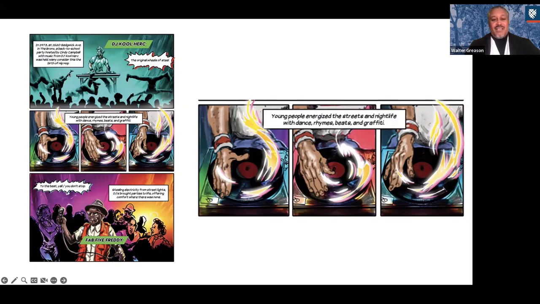And so I don't think we see it on this page, but in the actual comic, Tim did an amazing thing where he created an animation in the bottom corner of every page, so that as you flip through the book, you can see a breakdancer breakdancing as you experience the story. And so there's just so many small details.